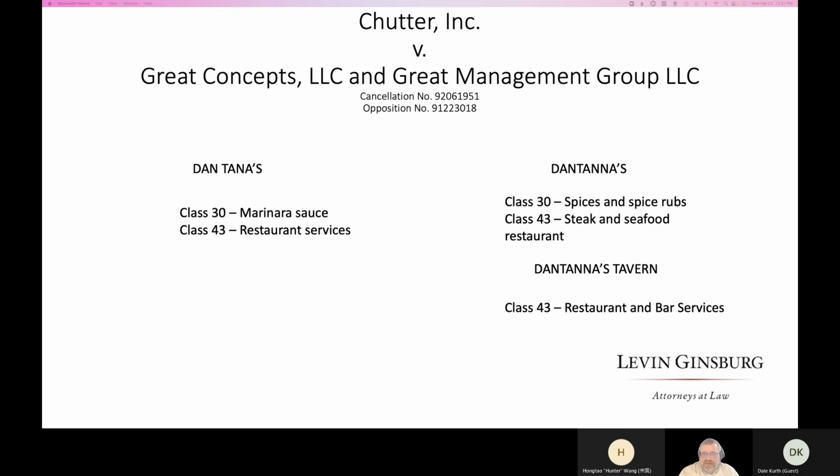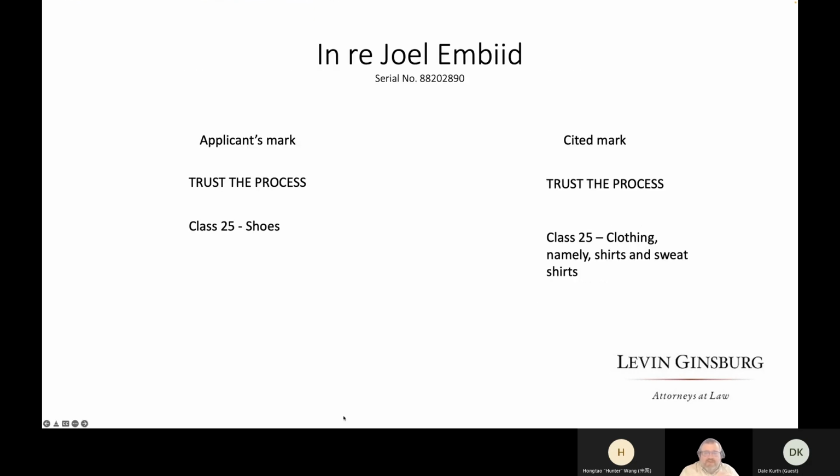Kind of fun, interesting facts here. This next one is also kind of fun. In Joel Embiid, the applicant is involved. He's a professional basketball player with the 76ers, and he's known informally as the Process. That's his nickname. And so he brought this application for registration for shoes. In the meantime, there's a registration already on the books for Trust the Process, the same exact mark, in Class 25 for clothing, namely shirts and sweatshirts.